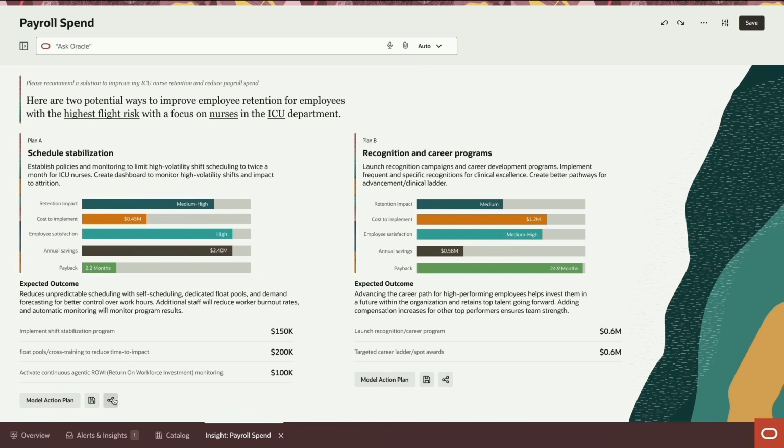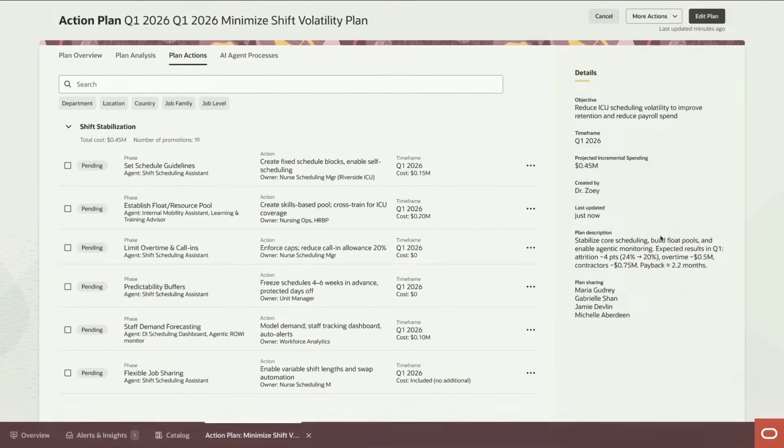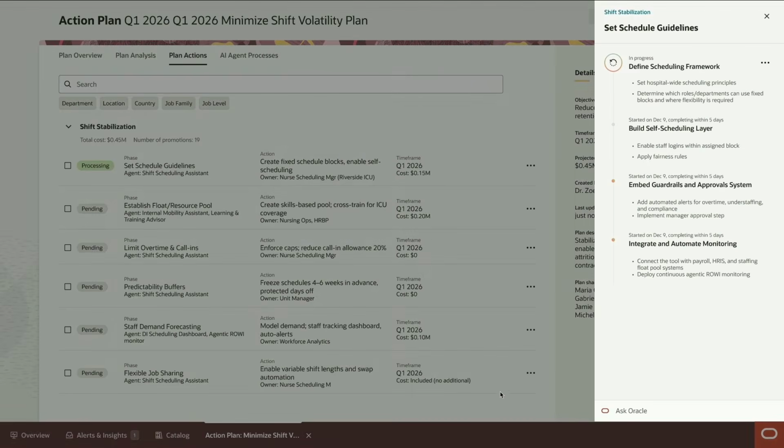She shares the plan with her team along with the CFO and Chief Nursing Officer. After discussing the details with the team, they're ready to take action. She invokes Oracle HCM Cloud's Shift Scheduling Assistant to create and manage employee shift schedules, enabling more optimal coverage and accommodating individual preferences. The Workforce Investment Agent initiates and displays the detailed action workflow and highlights the current status.